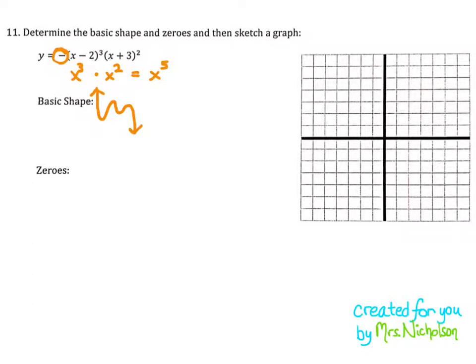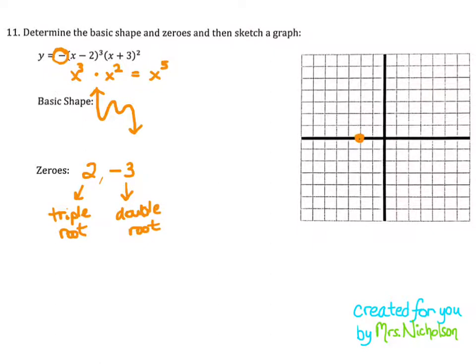Now my zeros, since there's only 2 factors there, there's only 2 zeros. My zeros are 2 and negative 3. But remember that 2 is a triple root because that factor is cubed. And then negative 3, that's going to be a double root because that factor is squared. So let's see if we can sketch this graph.